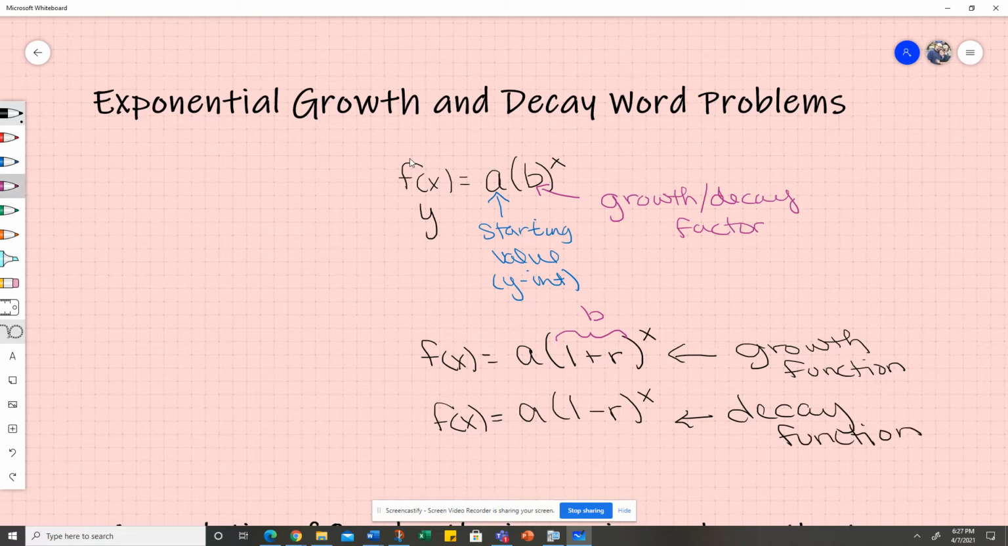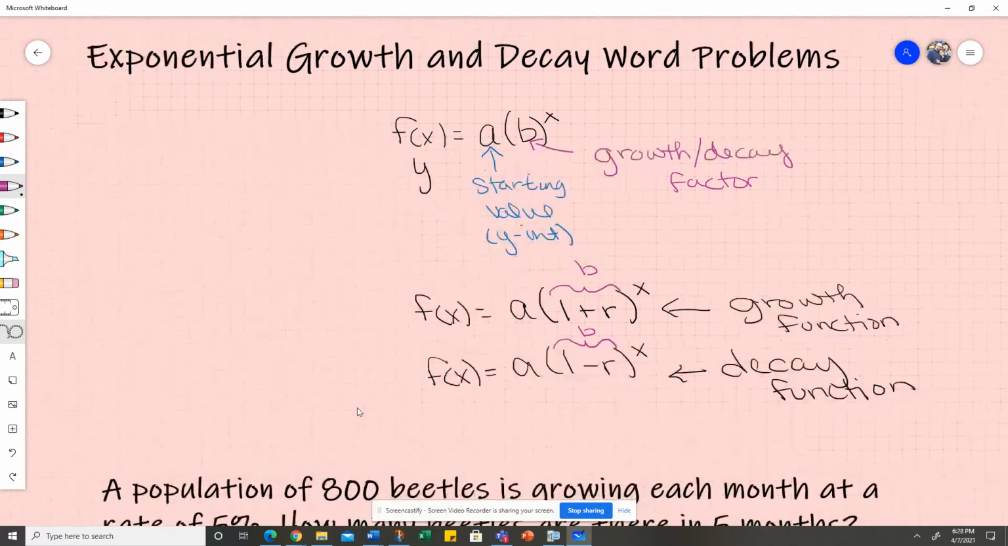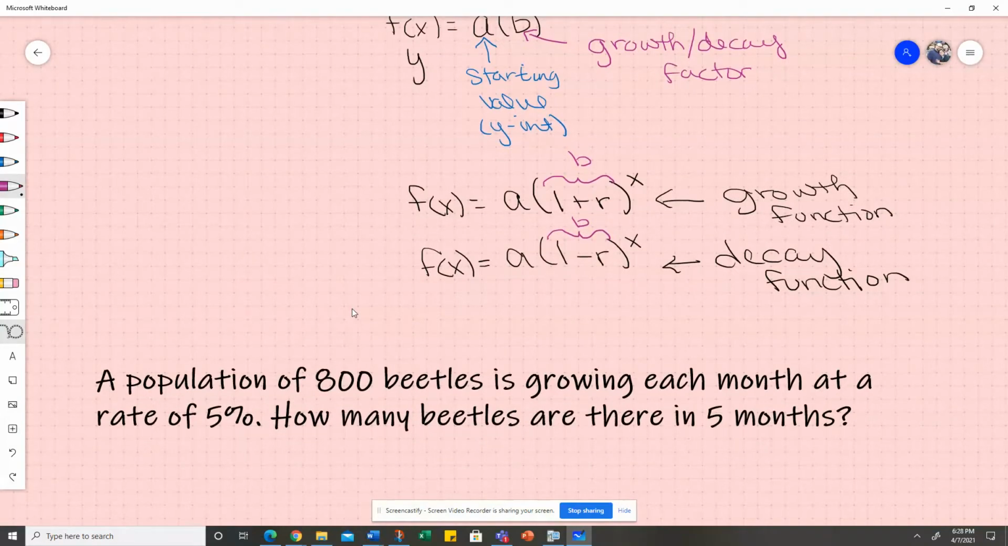And again, the 1 minus r, this whole thing inside the parentheses is our b value. So you've got your rate and then your factor. Your rate is part of your factor. It's either 1 plus the rate or 1 minus the rate to make your factor. And then we can use that setup to write an equation to find a value somewhere further down the line.